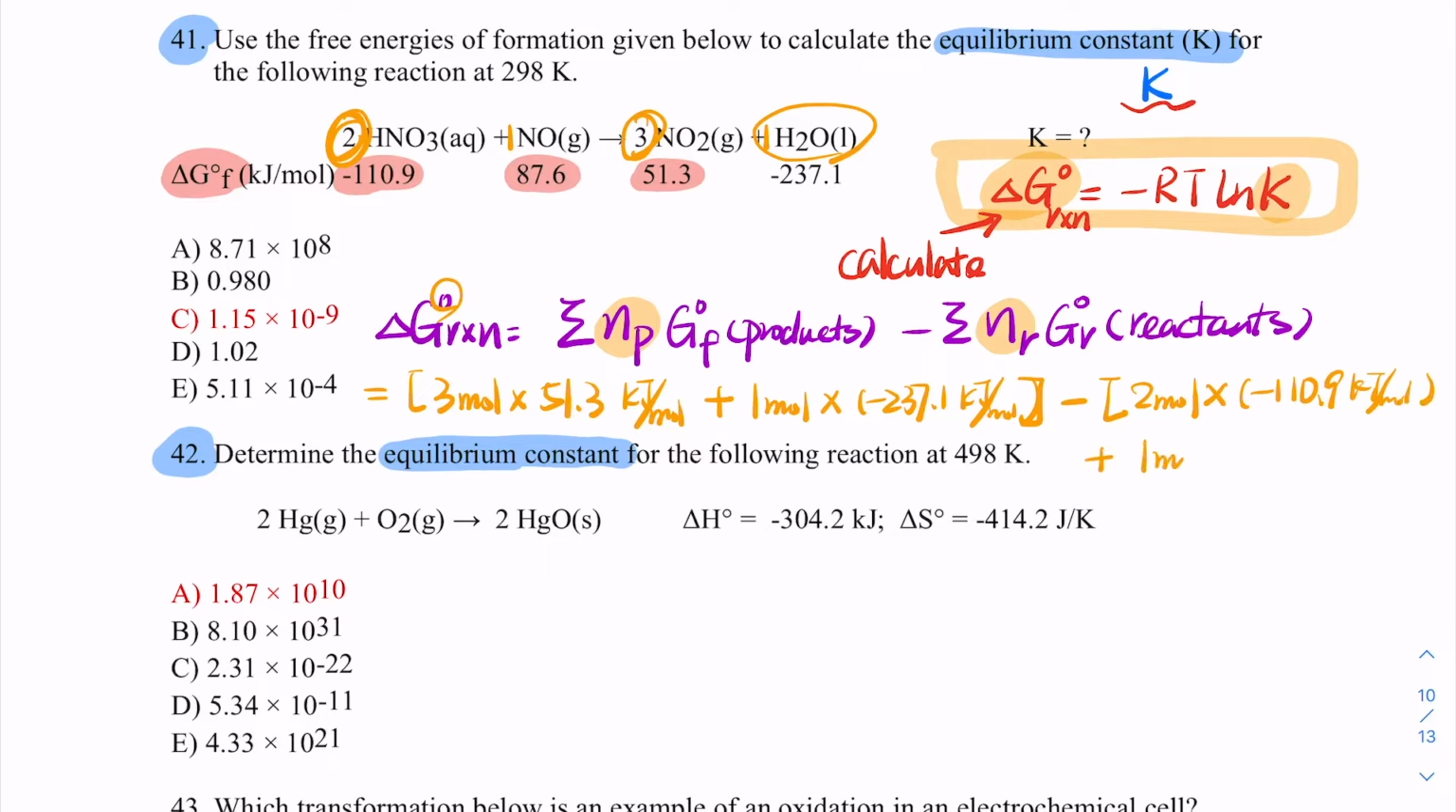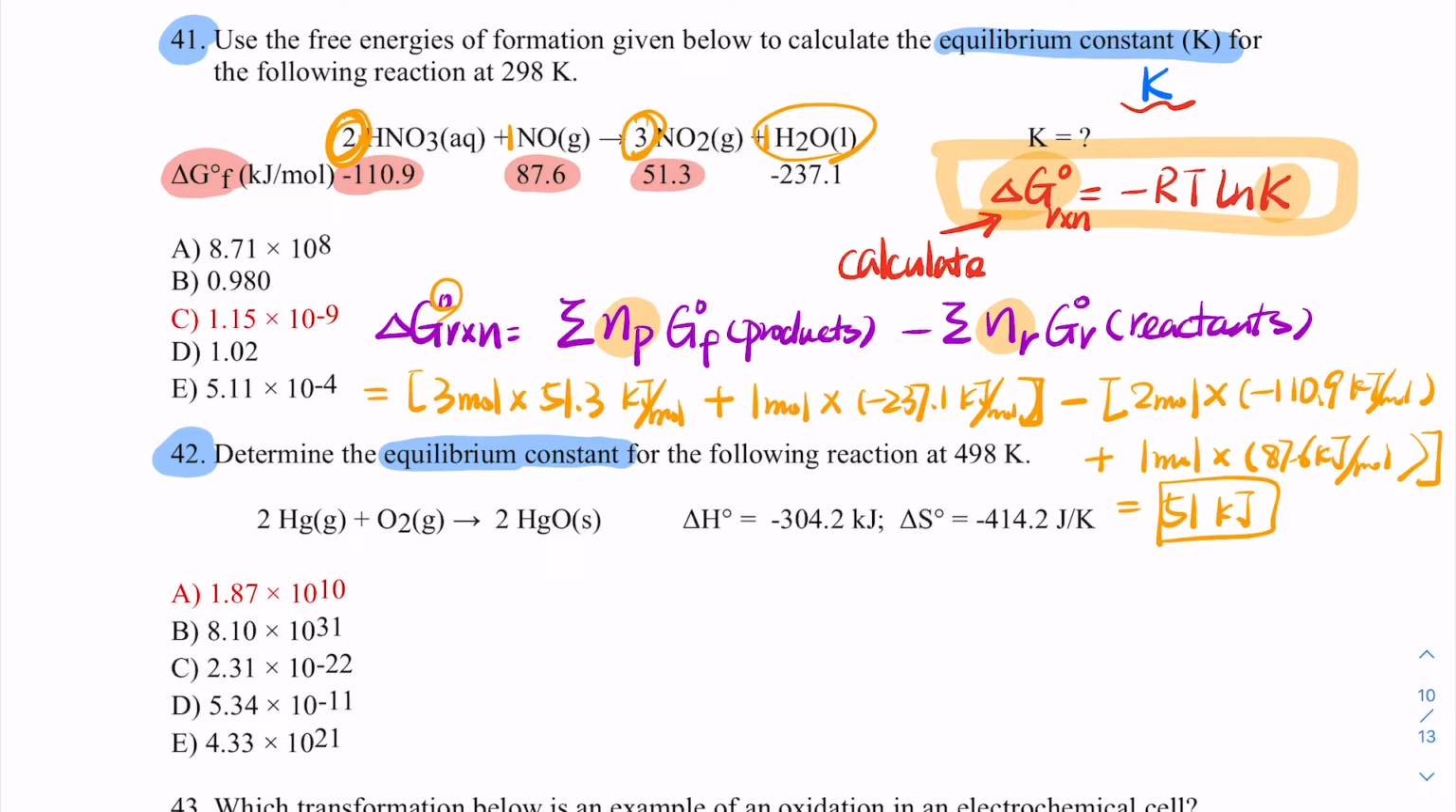And that'll be 1 mole times 87.6 kilojoule per mole. Okay, so now you put all those numbers into a calculator, and you'll be able to calculate the answer, which will be 51 kilojoule. Then at this moment, you have to think about it: delta G naught of this reaction is 51 kilojoule.